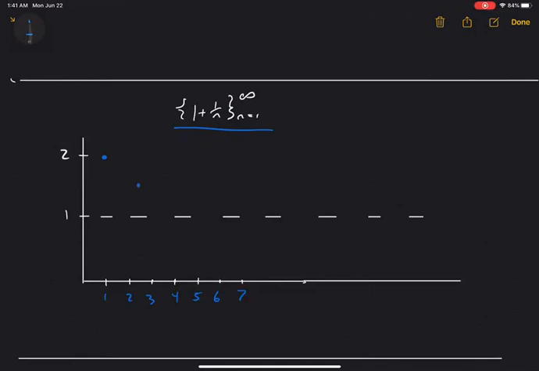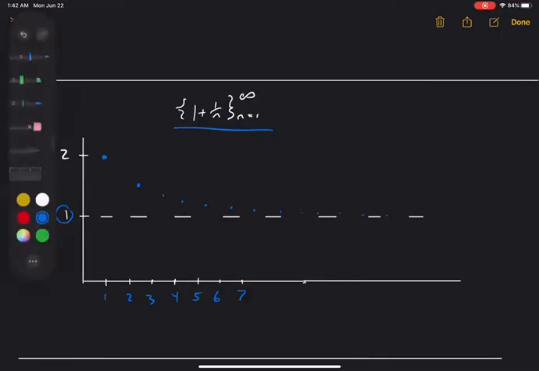And then 1 plus 1/3. Then 1 plus 1/4. 1 plus 1/5. 1 plus 1/6. 1 plus 1/7. And so on. Okay, so if I continue this trend, we see that as we move to the right, my points are getting closer and closer to this dotted line, right? Which is just the value 1. Okay. So my points are getting closer and closer to 1.